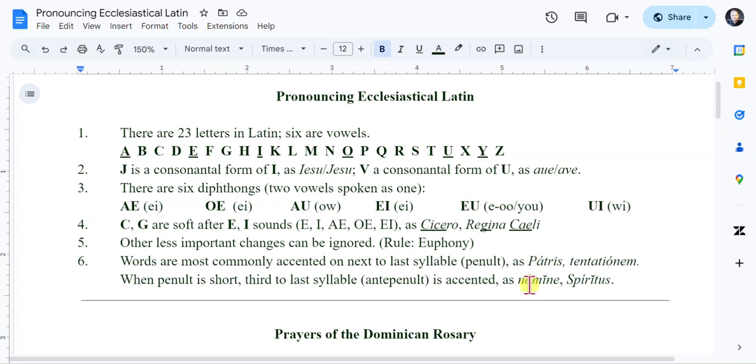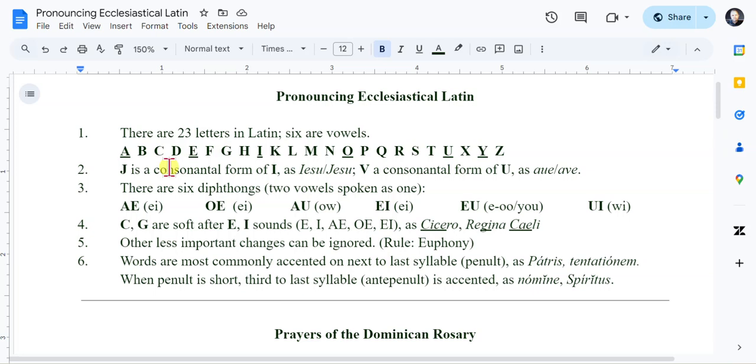Now, in other words, we'll see the third to last syllable accented. The only reason why this is true is because the vowel in the second to last syllable is short, so it doesn't receive much attention. So here we see the word nomine. We see that E is short, so we're not going to put accent on a short vowel. So it moves to the third to last syllable, nomine. And we also see spiritus. The reason why is because when we look at that second to last syllable, we see that that E is short. And we're not going to accent a short vowel. So it's spiritus. Now those are the rules that you need for pronouncing ecclesiastical Latin.